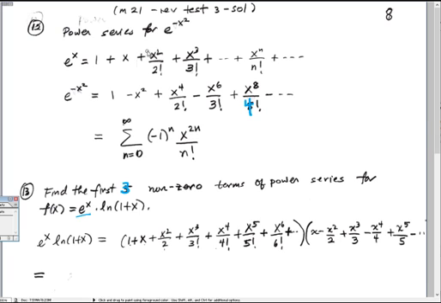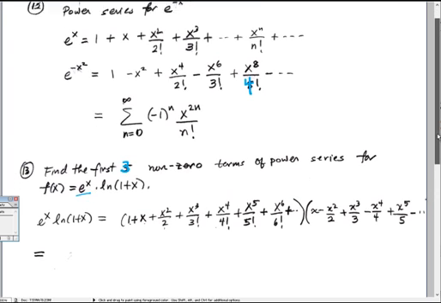Okay, here we want the power series for e to the minus x squared. So here's the power series of e to the x. Like I said, this you should know. And then just substitute in minus x squared. So this starts to alternate and all the coefficients are even. And here's the general form.